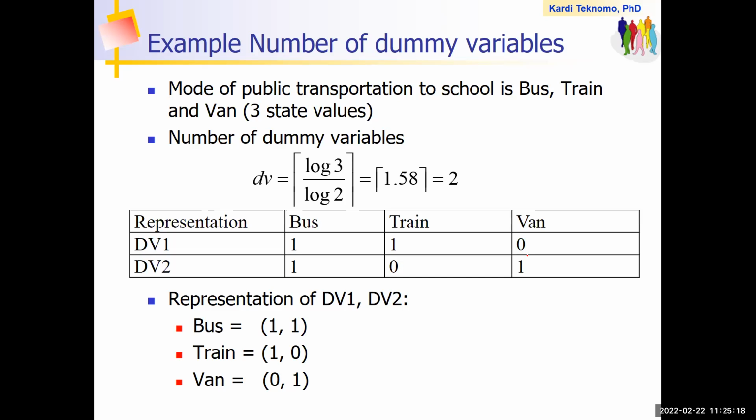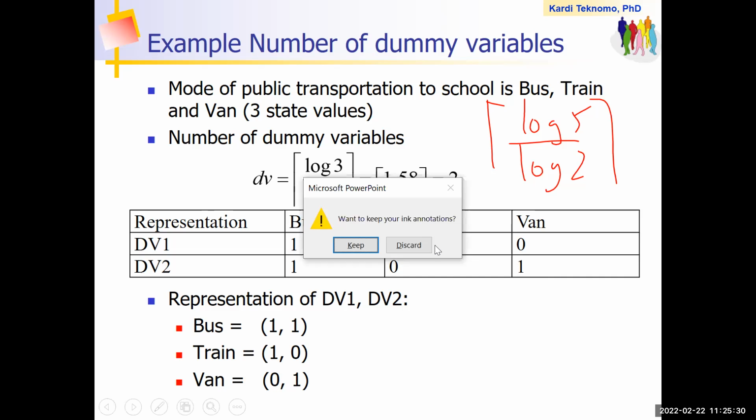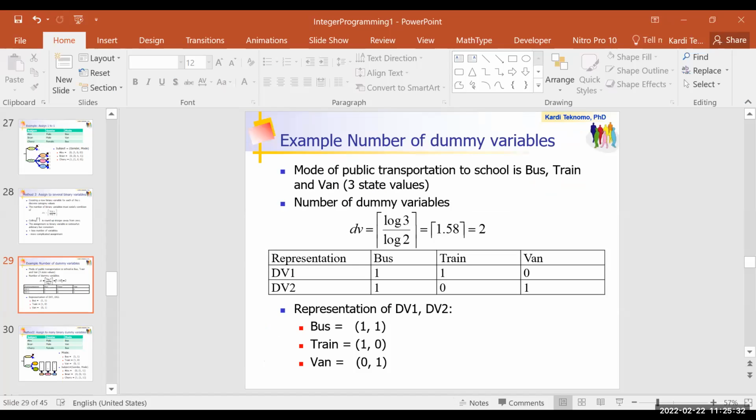So for 5 colors, it will be log 5 divided by log 2. Okay, and then you take the ceiling. Can you calculate what is log 5 divided by log 2?